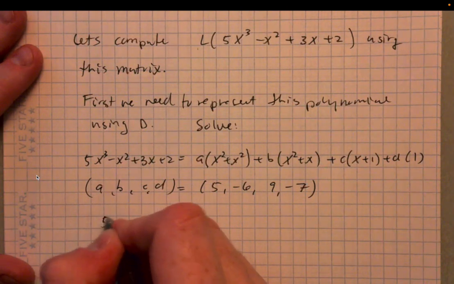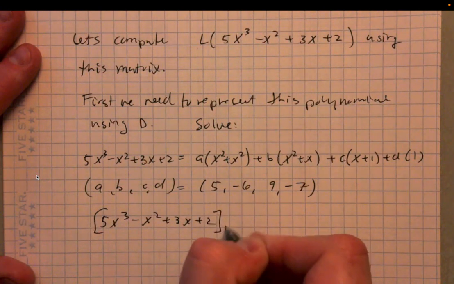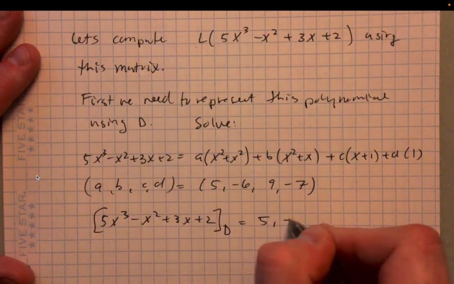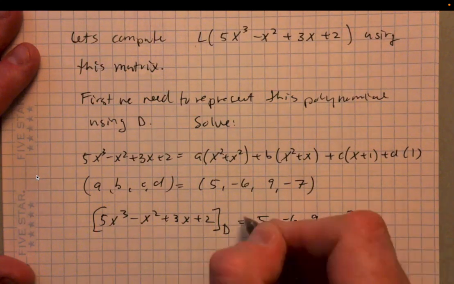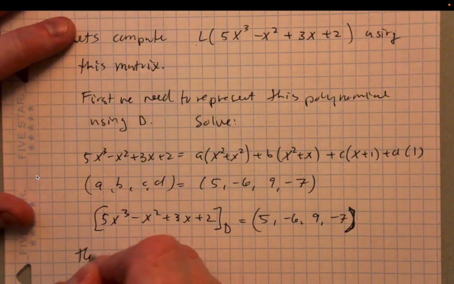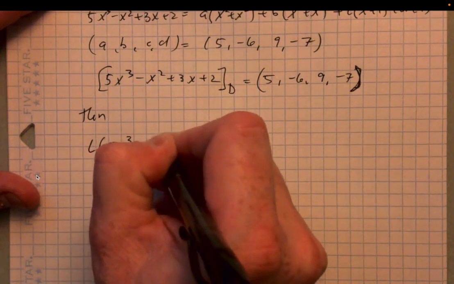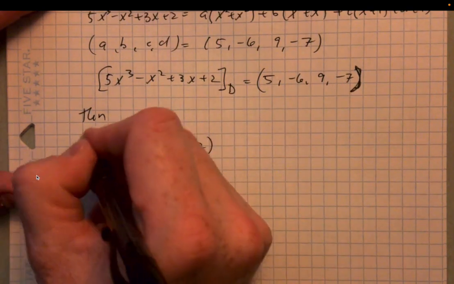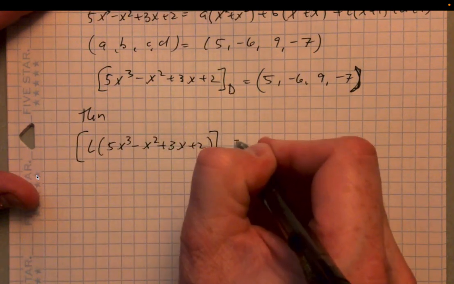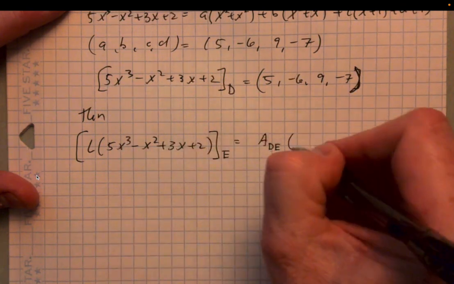And so 5x cubed minus x squared plus 3x plus 2 coordinatized in D is equal to this: 5, -6, 9, -7. Represent that with parentheses. Okay, and so I should be able to multiply that by the matrix I just found to convert the coordinatization to E. Right, so then, L of 5x cubed minus x squared plus 3x plus 2 coordinatized in E is going to be equal to A sub DE times this.